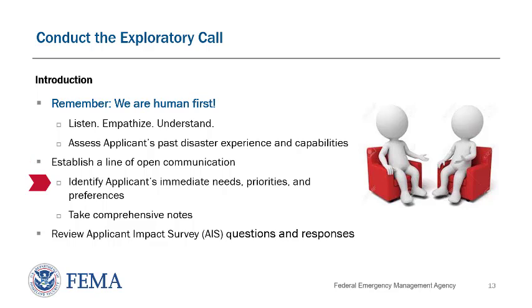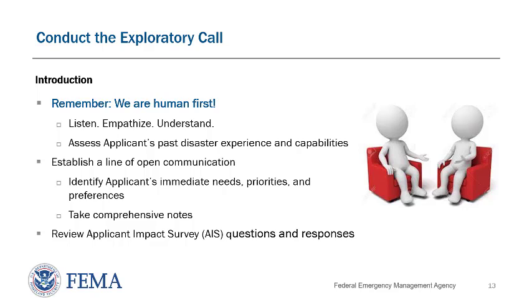Find out their immediate needs, priorities, and preferences. As you complete or review the applicant's impact survey responses with them, make sure to take detailed notes about things like the type of damage, the technical expertise needed, any environmental and historical considerations, eligibility issues, critical infrastructure impacts, any immediate needs or shortfalls, and any recovery challenges the applicant might be facing. This helps ensure that the correct people attend the recovery scoping meeting and that the recovery for the applicant is based on their priorities.